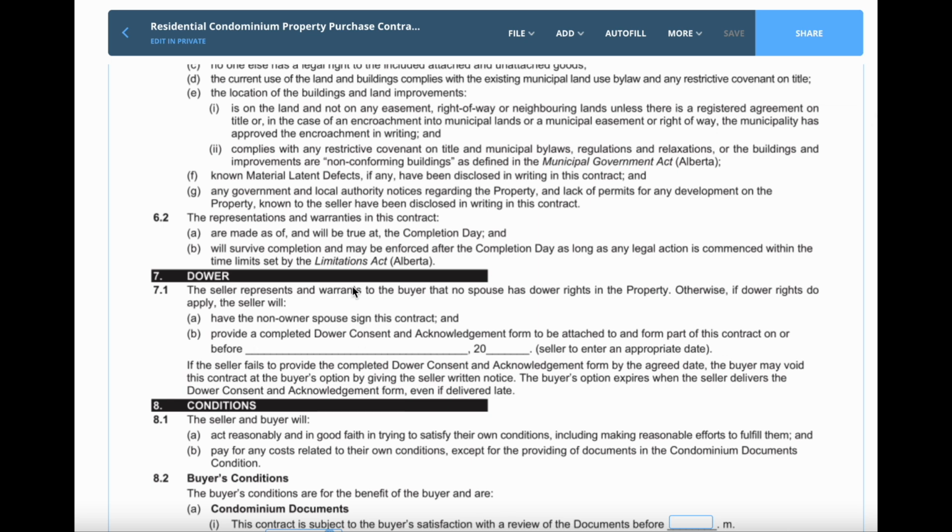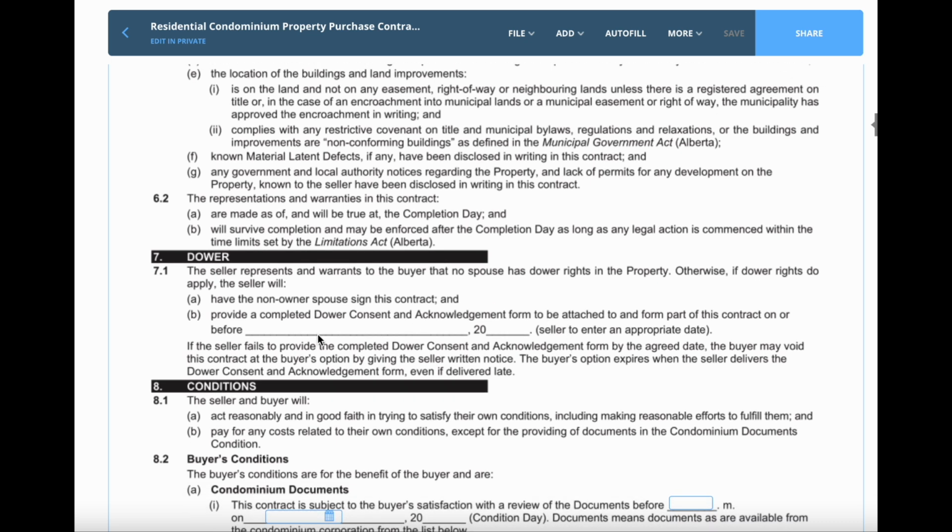Dower. So this is again if the people are legally married, and if one of the spouses is not listed as the owner of the house, they still have to agree to the sale of the place. So if the dower rights apply, the seller has to have the non-owner spouse sign this contract as well, and they have to provide a dower consent and acknowledgement, which is a piece of paper that they sign in front of a lawyer, and we would put a date right here if that applies.